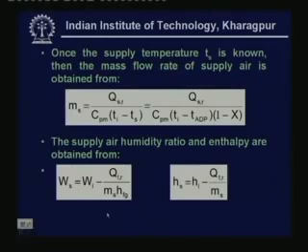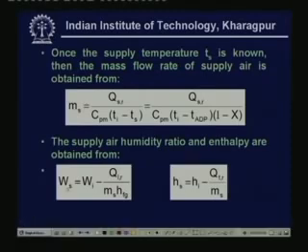So, once we know the supply temperature, the mass flow rate of supply air is simply obtained from this equation, Ms is equal to QSR divided by Cpm into (Ti minus Ts). Ti minus Ts can be written in terms of coil ADP and the bypass factor, that is (Ti minus TADP) into (1 minus X). And the supply air humidity ratio and enthalpy are obtained from the equations for the latent load and the total load. Everything is known on this side, so we can find out what the supply air enthalpy and humidity ratio should be. So, once we know one parameter, let us say the supply air temperature, all other things can be obtained.